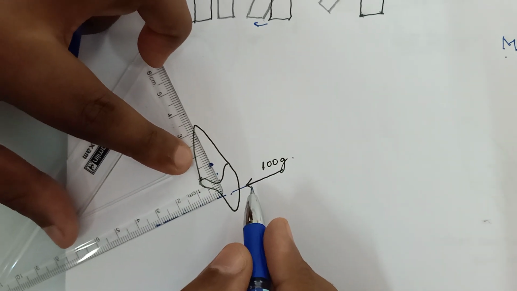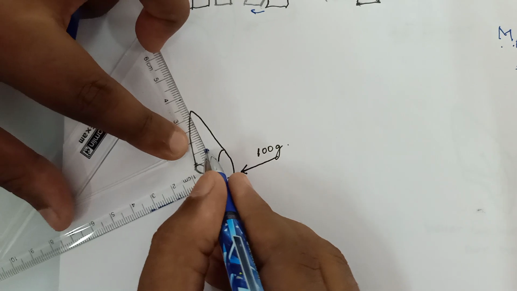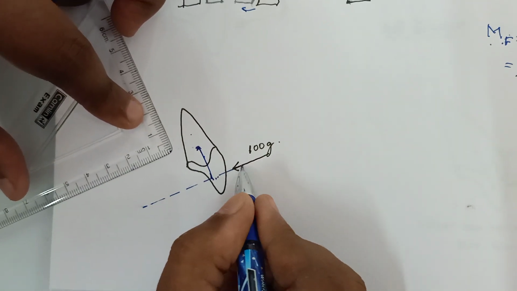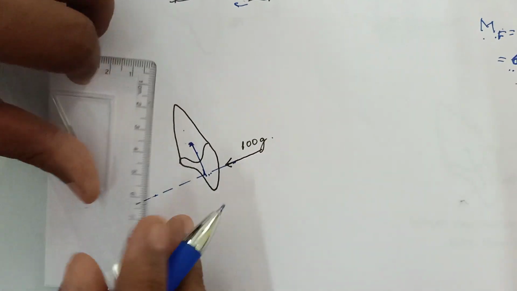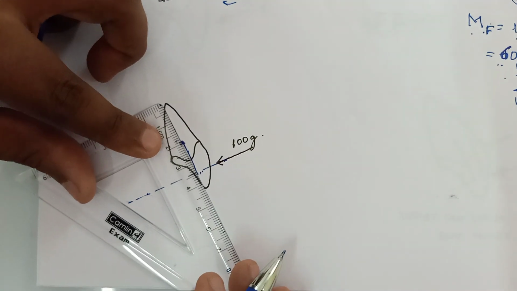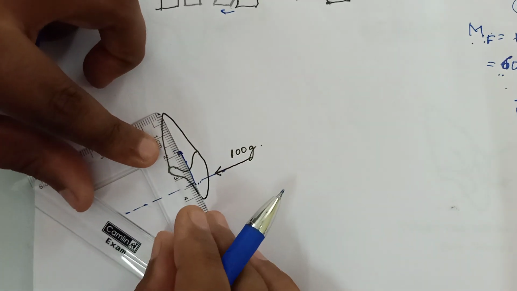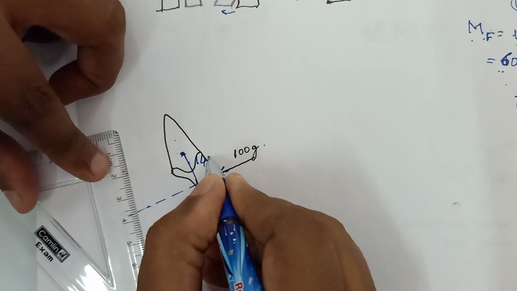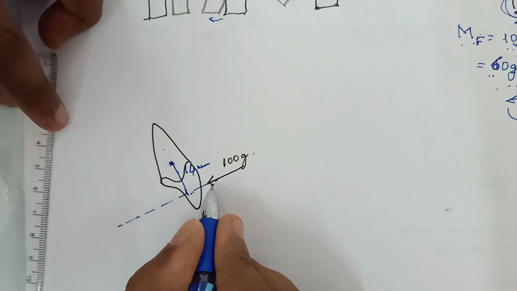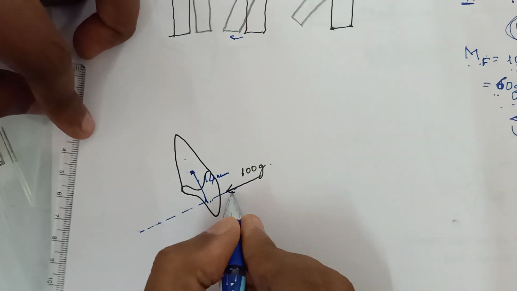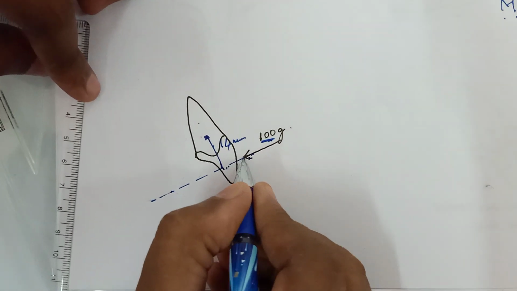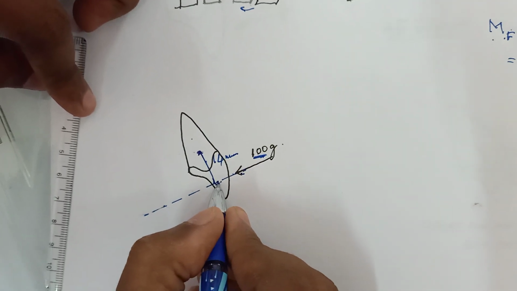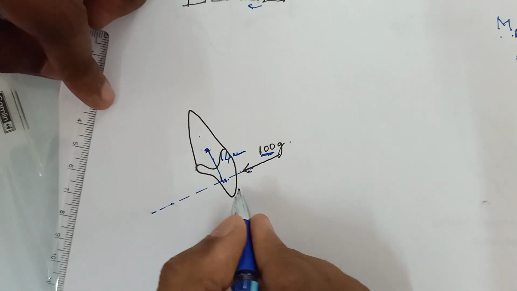So you keep the set square like this, so this angle will be 90 degrees. Draw a line. This line is perpendicular to the line of action of the force, and you measure this distance. Suppose in this example it is around 14 millimeters. So the moment created by a force of 100 grams applied at a perpendicular distance of 14 millimeters on the labial surface, we'll just calculate.